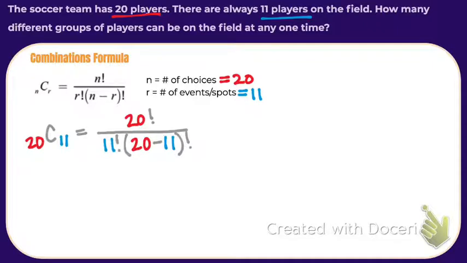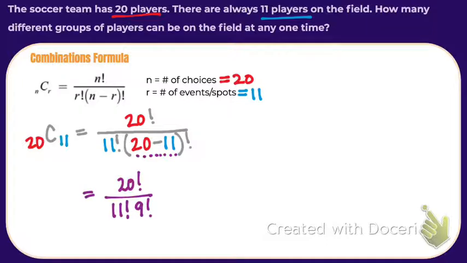Now, we're going to be dealing with some big numbers in this problem. I'm going to start to show you how you could do this by hand and just give you a general idea of how these work. But then I'm going to show you how to do this on a calculator using the Desmos calculator. So first, I like to simplify this 20 minus 11. I'm just going to change that to a 9.